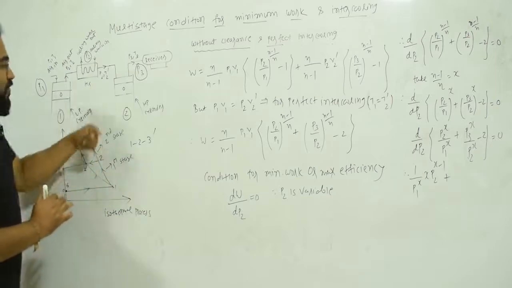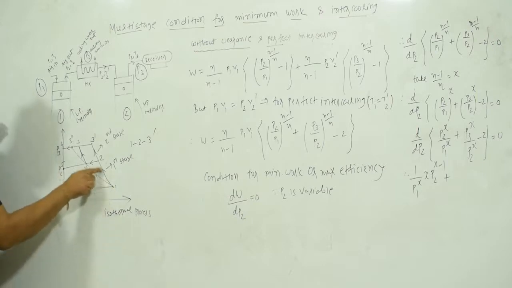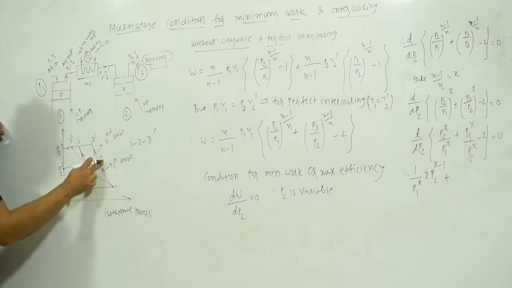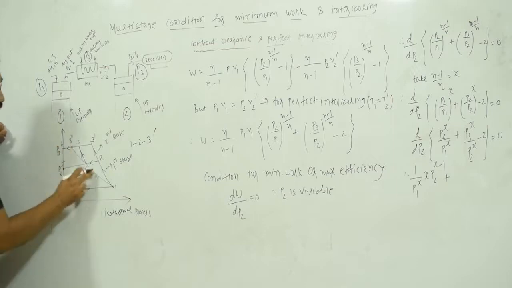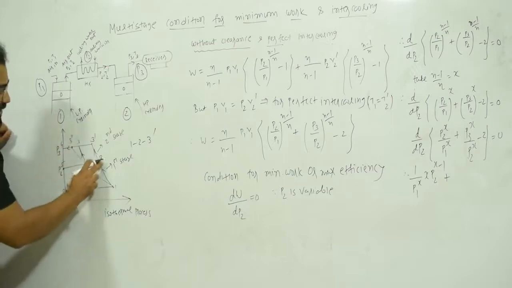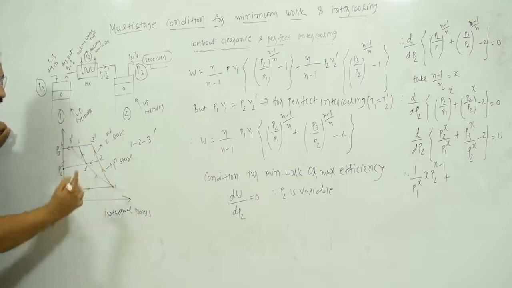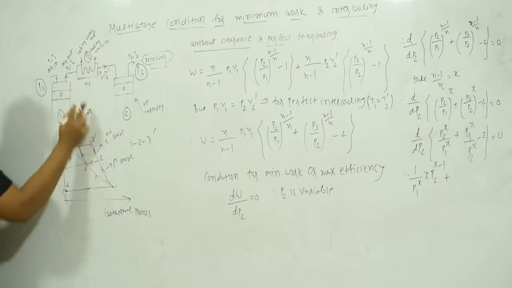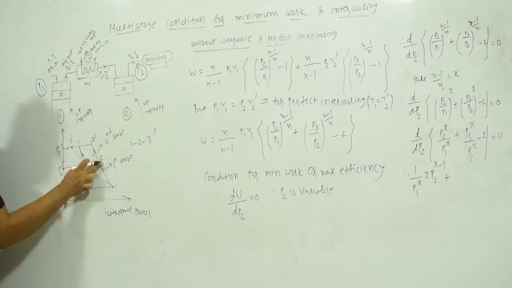Now instead of single stage, if I do it in two stages, first I will do compression from 1 to 2, then I will do intercooling 2 to 2 dash, and then I will do compression from 2 dash to 3 double dash. Again I am going to repeat: in multi-staging, first I compress from P1 to P2, the intermediate pressure, then I do intercooling. Here you can see the cold heat exchanger. So I will do intercooling at constant pressure.